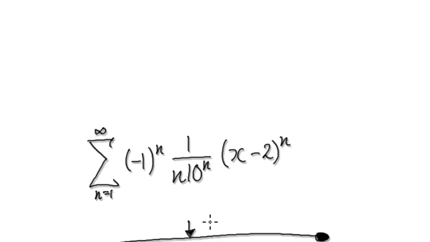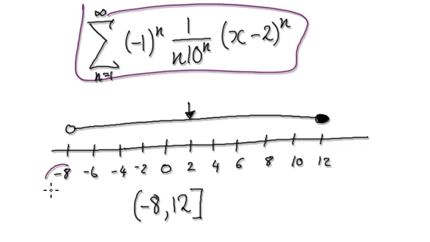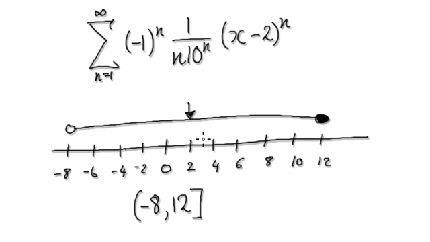So going back to the original question, so when x equals -8, it's going to diverge. When x equals 12, it's going to converge. So your radius of convergence is 10, centered at 2, and the interval of convergence is great. It has to be strictly greater than -8. So strictly greater, but it can include the number 12. So it can include the number 12.